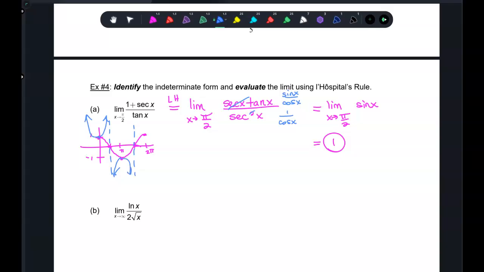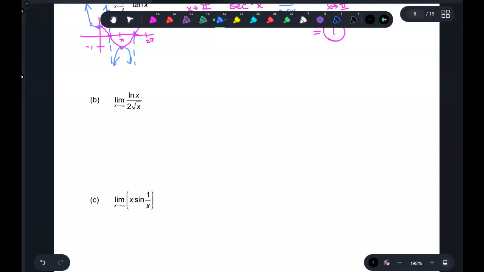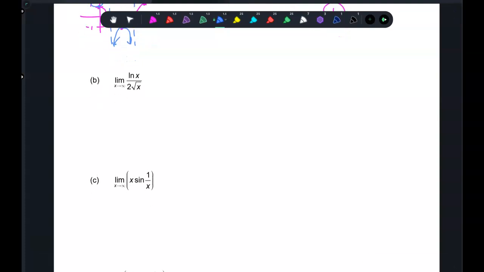So what's happening when we approach pi over 2? I probably should put from the right or from the left. It's going to infinity. So what if you add 1 to that? It's still going to go to infinity. And then same thing for the tangent. Remember the tangent? Good. Okay, this is infinity over infinity.